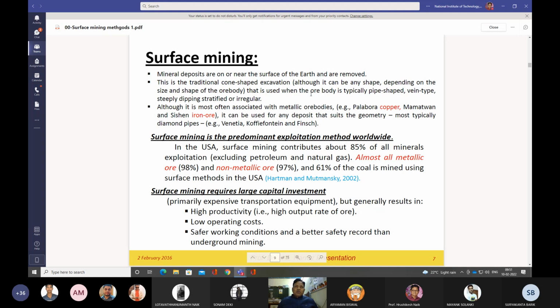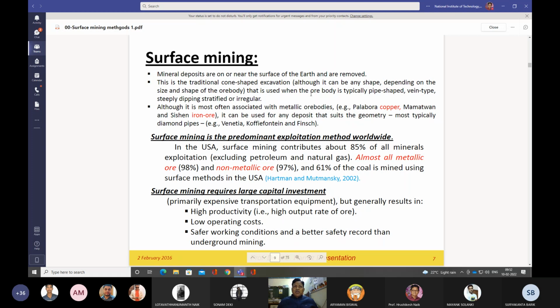So see, surface mining costs capital investment. You need a lot of money to purchase bigger surface machines. That is called your capital investment. Primarily expensive transportation equipment like your dumpers, belt conveyors are to be purchased. Sometimes the locomotive haulage is also to be deployed in the mines. So for that purpose, a lot of capital investment is required for transportation equipment, but generally it results in high productivity. Open cast mines are very productive mines. They produce more mineral. High output rate of ore is there in open cast mines, and operating cost is also very low. So since the operating cost is low, you are going to get more profits in surface mining projects.